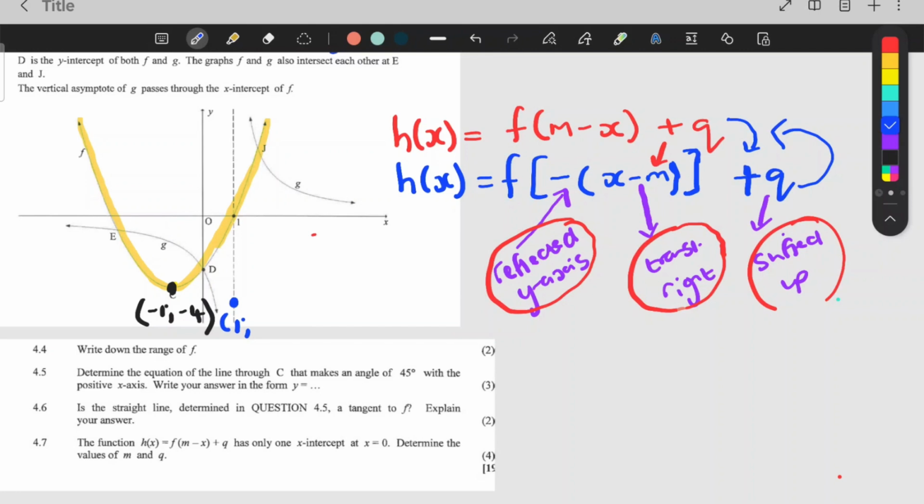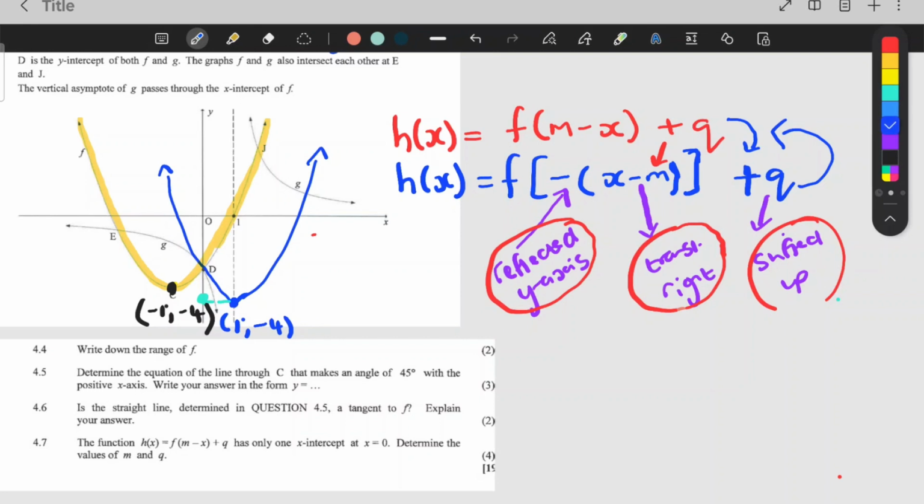This is now 1, a positive 1, and -4. Okay, so the parabola will look something like that. Now, the goal is to get the parabola's turning point from here to there. But remember, to get from here to there, I must move left, right, up, and down. If I move 1 unit to the left, I'm on the y-axis.